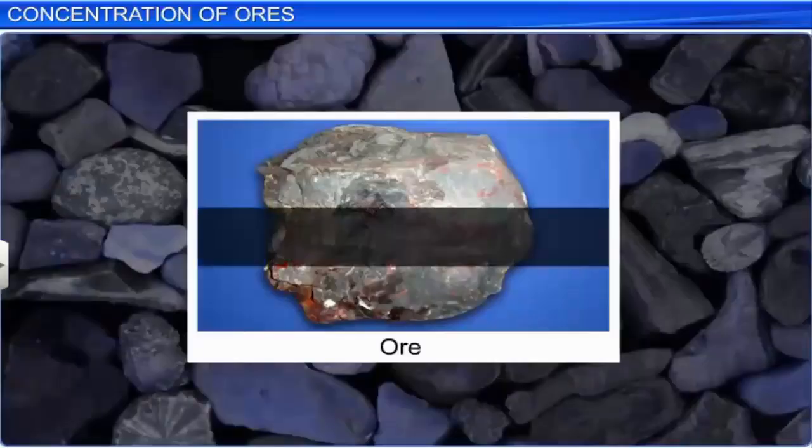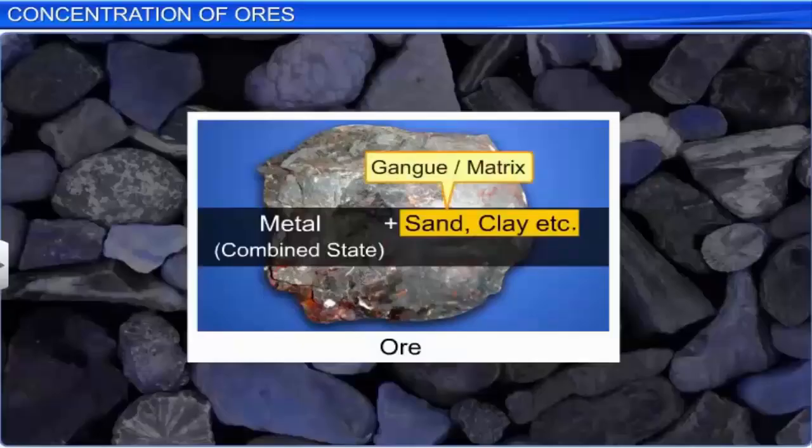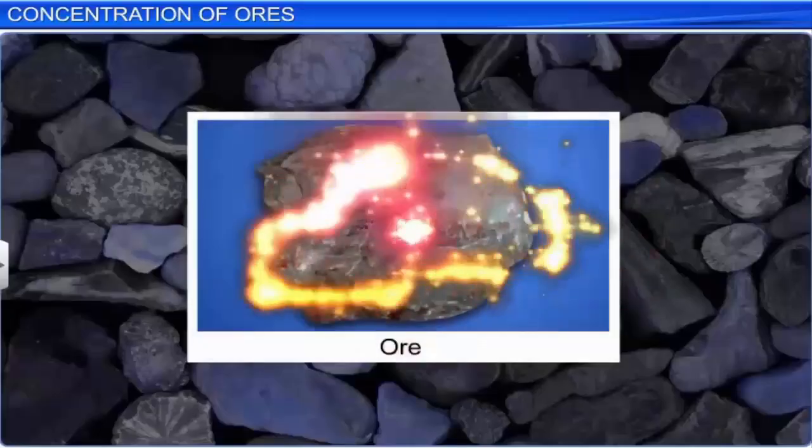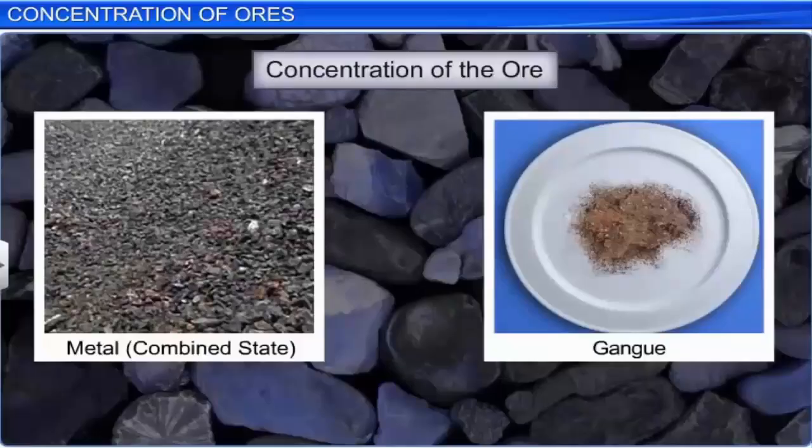An ore contains a metal associated with other earthy substances like sand, clay, etc. These substances are collectively known as gangue or matrix. The process of separating gangue from an ore is known as concentration of the ore. It is also called dressing or beneficiation.